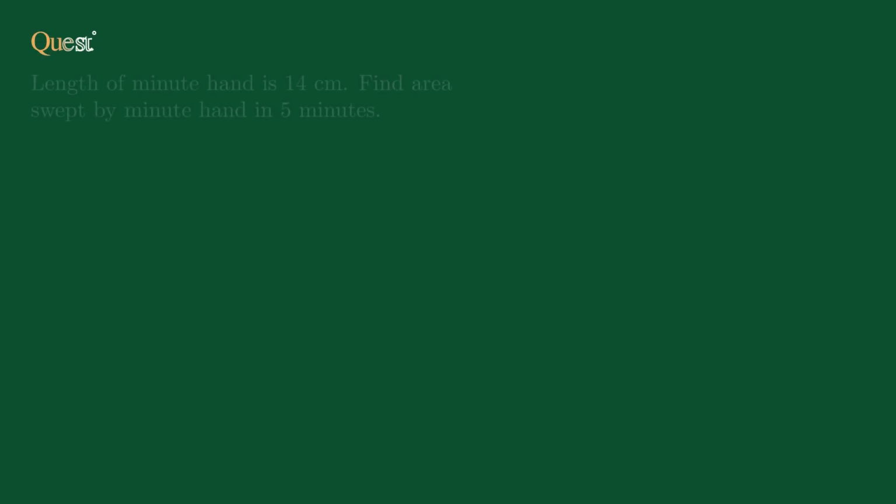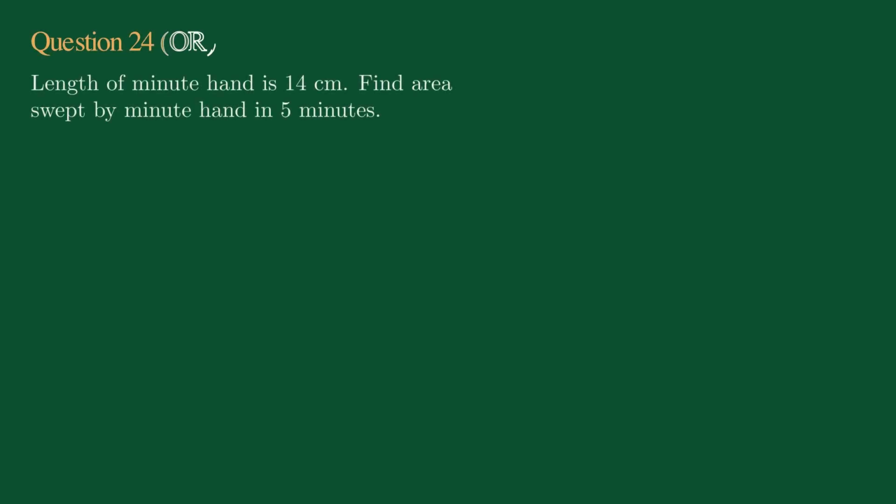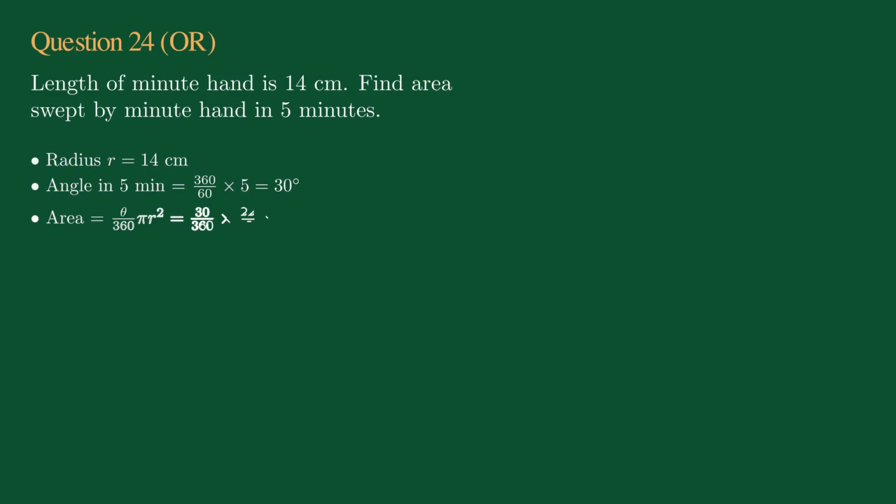Question 24 OR. The length of the minute hand of a clock is 14 centimeters. Find the area swept by the minute hand in 5 minutes. The radius is 14 centimeters. The angle swept in 5 minutes is 30 degrees. The area of the sector is theta over 360 times pi r squared. Substituting theta as 30 and r as 14, we calculate the area. The area swept is 51.33 square centimeters.